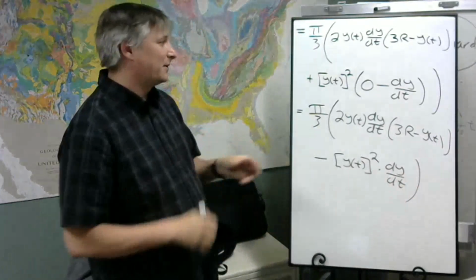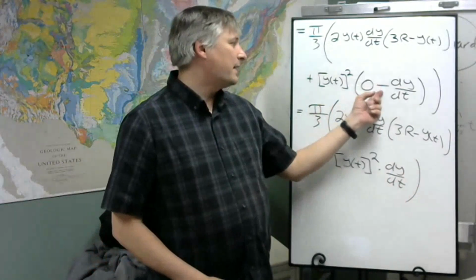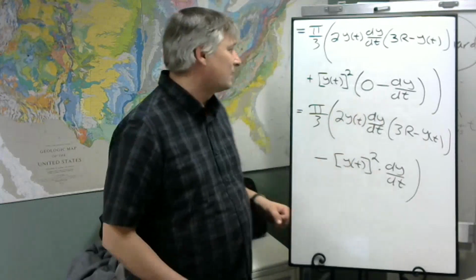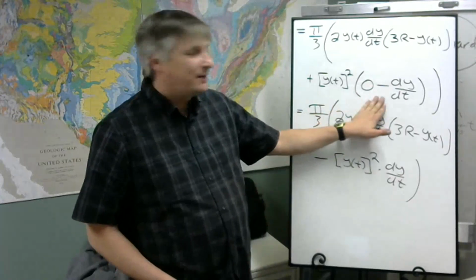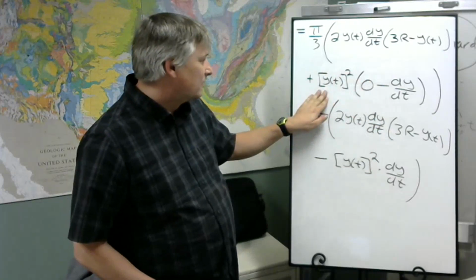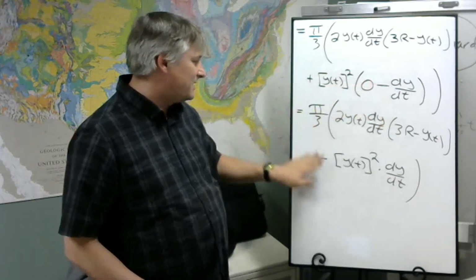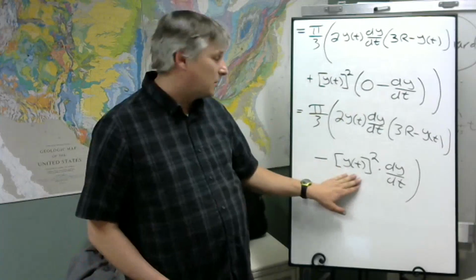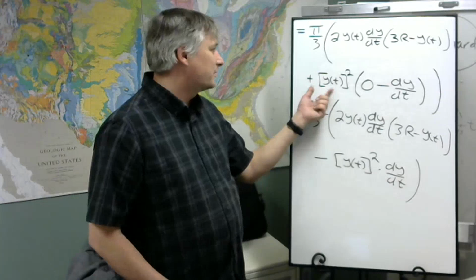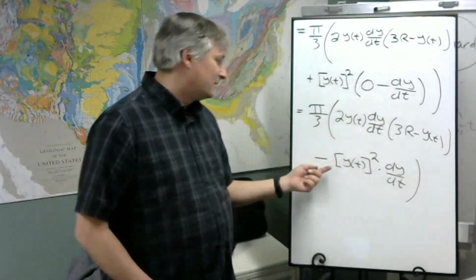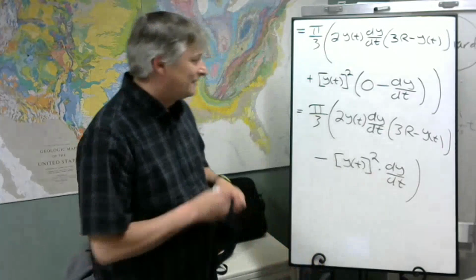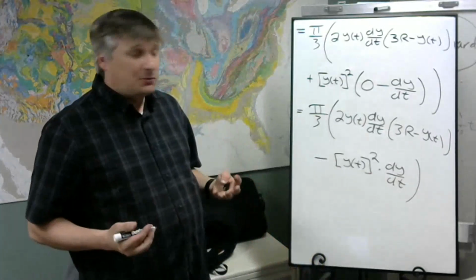So what's going to happen here, 0 minus dy/dt, is just negative dy/dt. Negative dy/dt times a positive y of t squared: positive times negative is negative, so we get negative y of t squared times dy/dt. So now we make those changes.